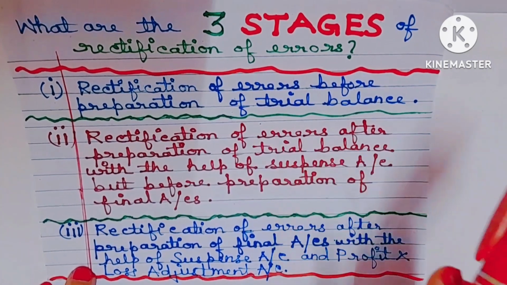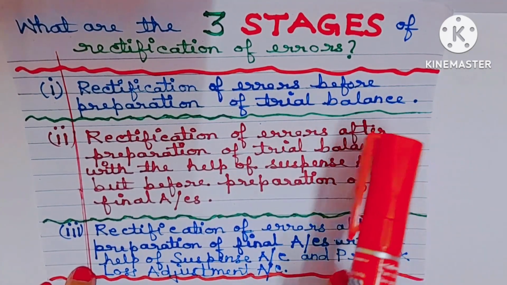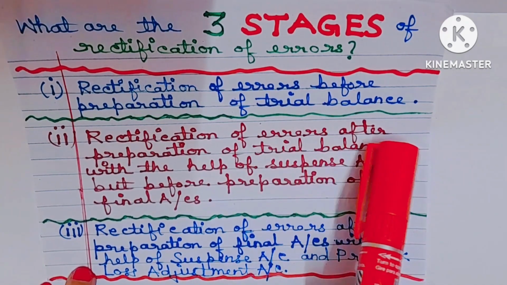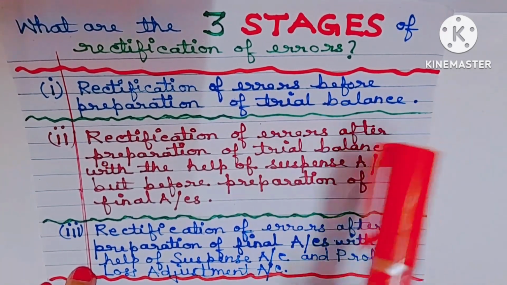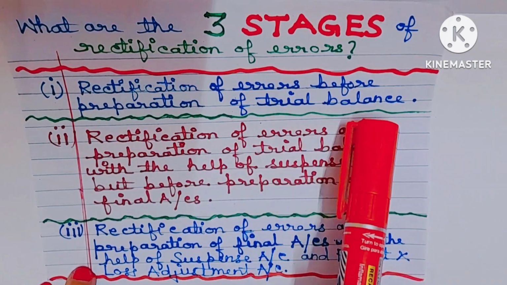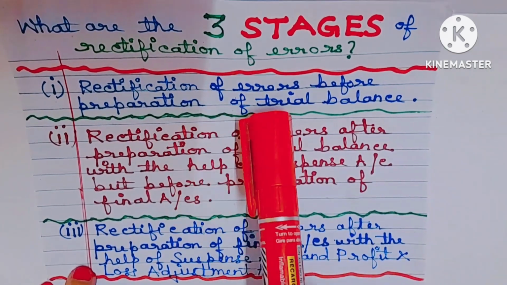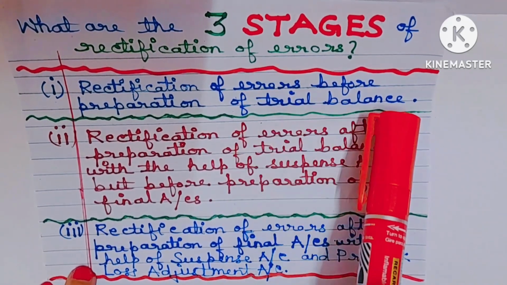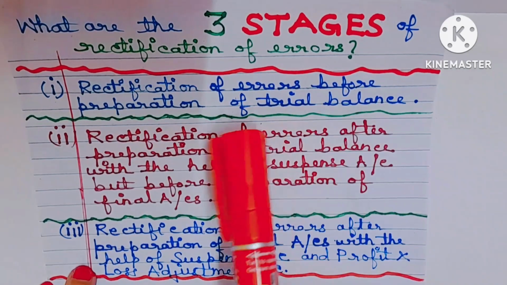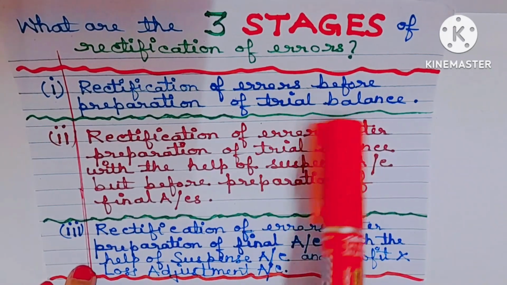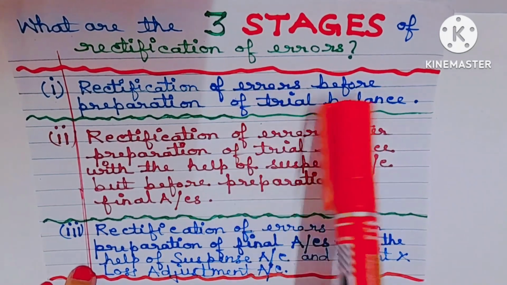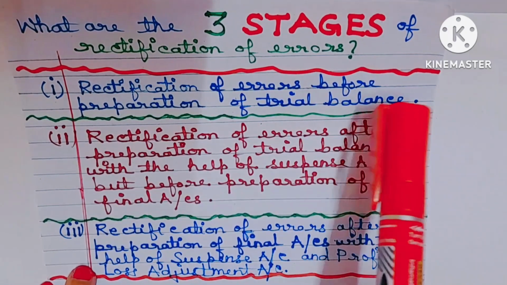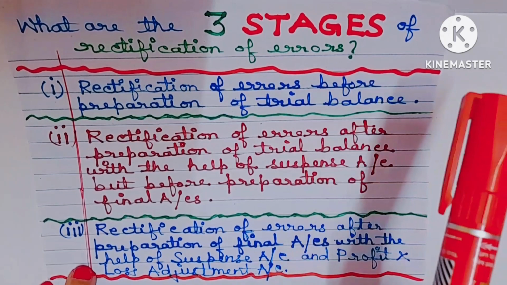Understood? Two-sided errors jodi hoy, tumi suitable journal entry pass korte paro, but you cannot use suspense account. But in case of one-sided error, in case of rectification of errors before preparation of trial balance, there will be no journal entry. Understood? But in case of two-sided errors, in case of rectification of errors before preparation of trial balance, suitable journal entry is passed, but not suspense account.